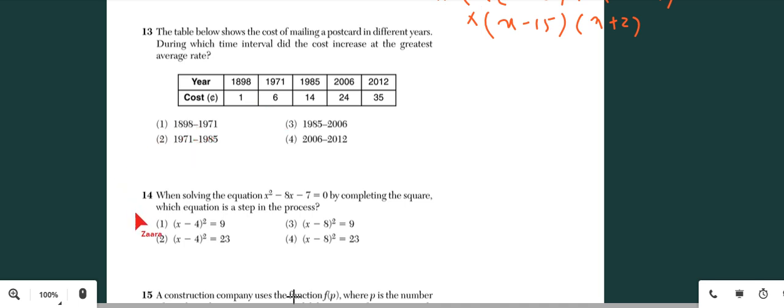Now let's move to the next one. The table below shows the cost of mailing a postcard in different years. During which time interval did the cost increase at the greatest average rate? So we have to find the time span in which it increased by the greatest average rate. How can you solve that? We can solve that by calculating the average rate of each of them. So from this to this, what is its average rate? It would be 6 minus 1, which is 5.